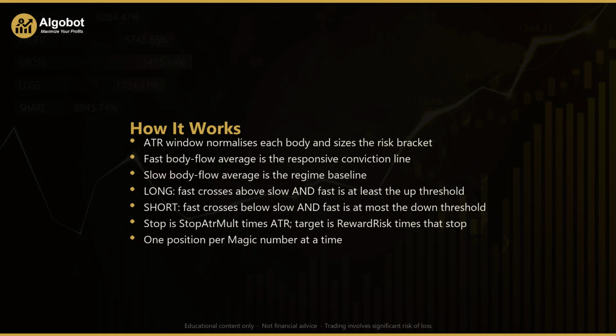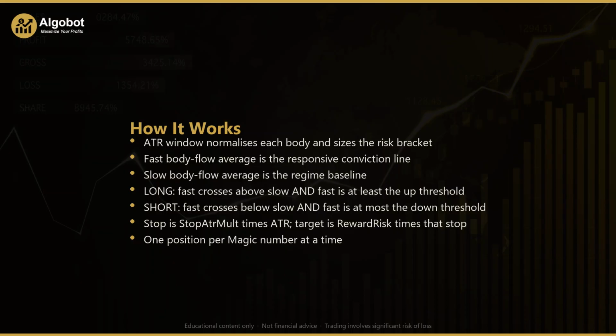The short signal is the exact mirror image. The fast body flow must cross below the slow body flow, and the fast body flow must be at most the negative entry threshold. When both hold, the EA signals a short and sells at the bid. Risk management is volatility scaled and identical in structure on both sides. The stop distance is StopAtrMult times the ATR, defaulting to 2 times ATR from the entry. The take profit is RewardRisk times that stop distance, defaulting to 1.6 times the risk. So for a long, the stop sits below entry and the target sits above it. For a short, the stop sits above and the target below.